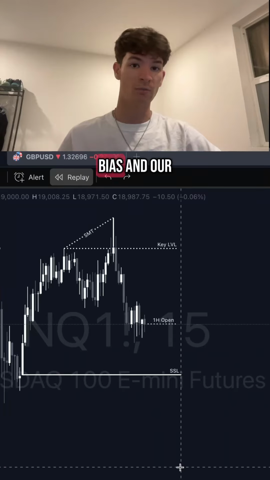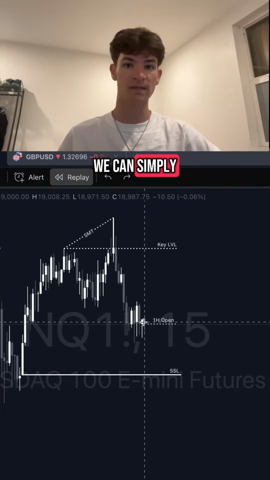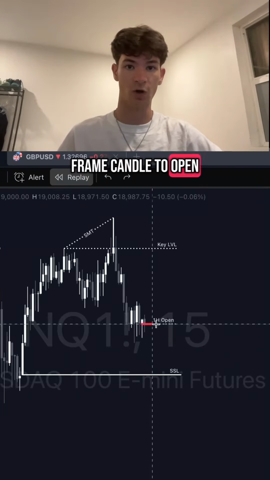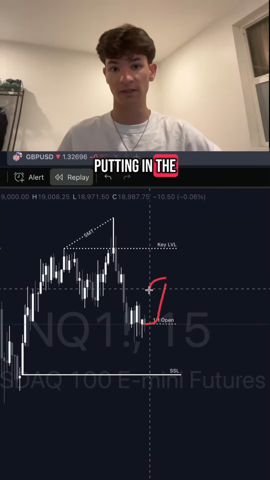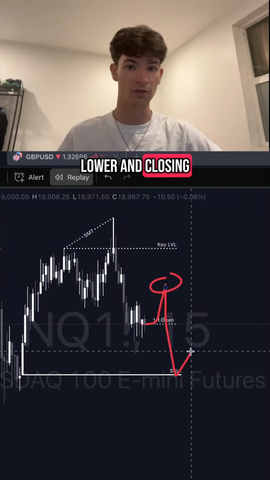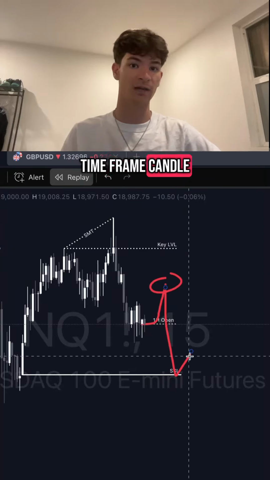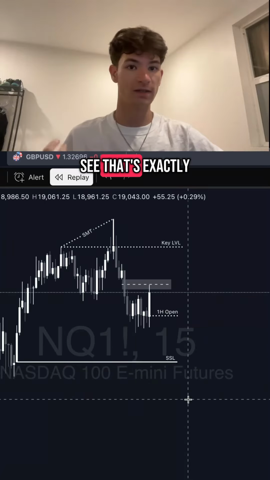So now that we have our bias and our draws on liquidity in place, we can simply wait for our next high time frame candle to open and manipulate higher, putting in the top of the wick before distributing lower and closing, since we think this next high time frame candle is going to be bearish. And as you can see, that's exactly what happens.